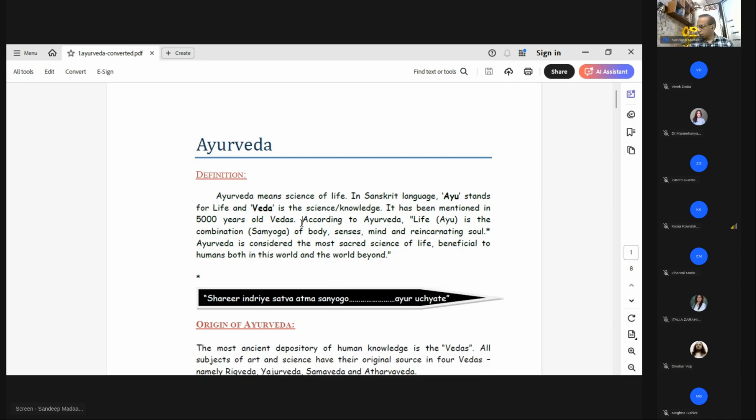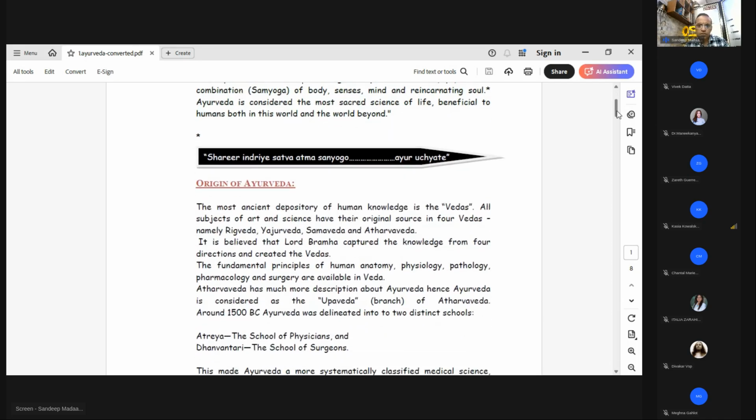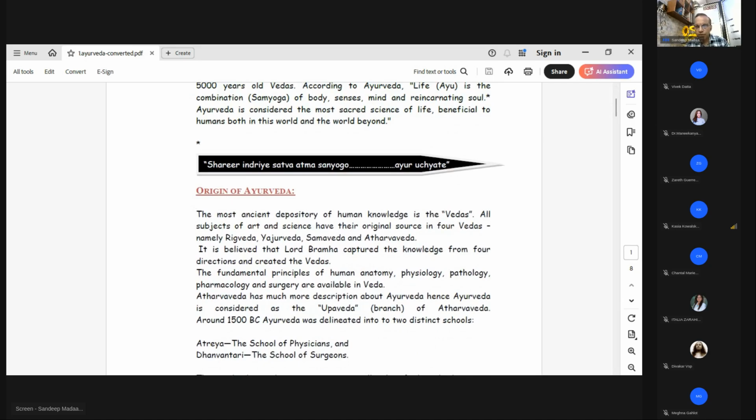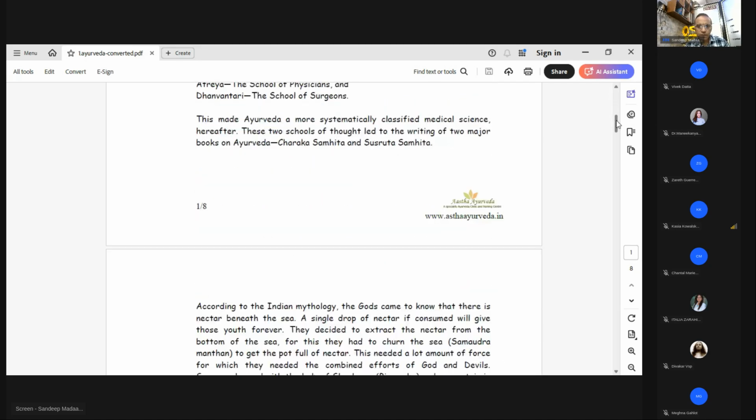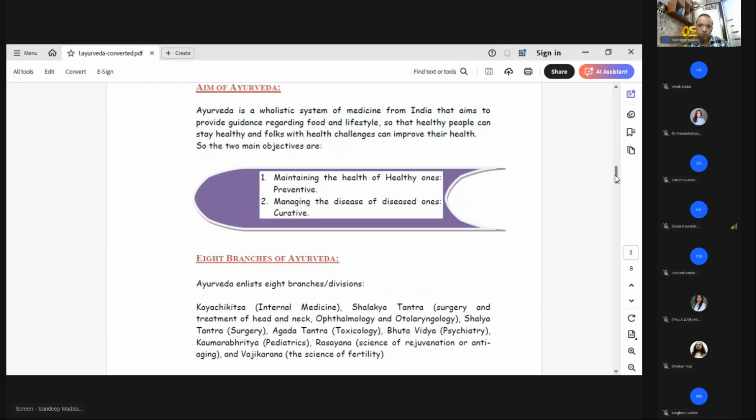So today, what we are going to discuss, I will quickly share with you. We will discuss the definition: what does Ayurveda mean? Then, in a very short explanation, we will discuss the origin of Ayurveda, how it was originated and how it progressed. Then unique aspects of Ayurveda, how Ayurveda is different from other medical fields. Next, the aim of Ayurveda, why it was written, why it was presented to the world, and the eight branches of Ayurveda.